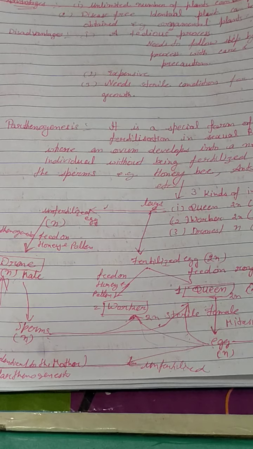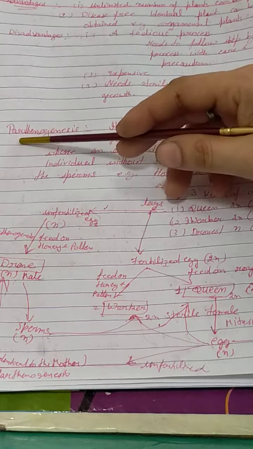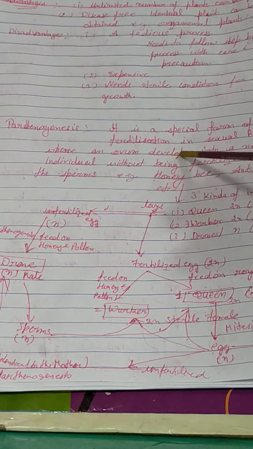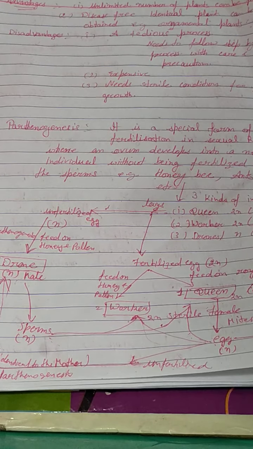Next, one more term is there related to sexual reproduction, that is parthenogenesis. This is also a very important term. What is this? Let us know about this also. It is a special form of fertilization in sexual reproduction.